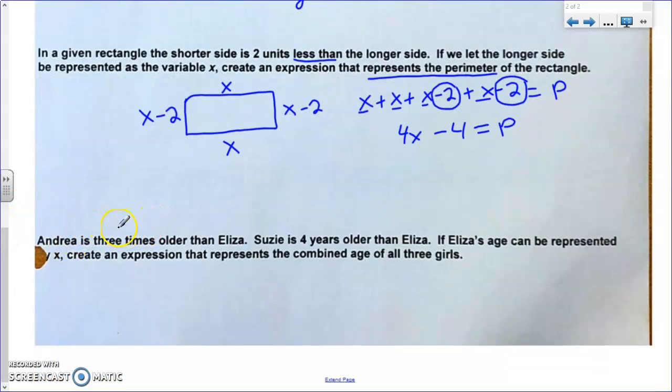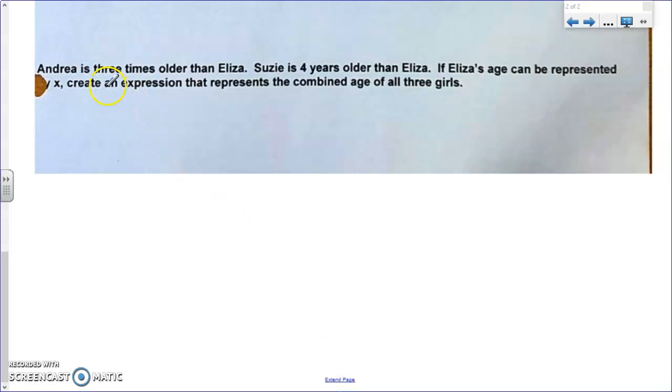All right, let's move this up a little bit. Andrea is 3 times older than Eliza. Susie is 4 years older than Eliza. If Eliza's age can be represented by x, oh, let's write that down. Eliza equals x. Create an expression that represents the combined age of all 3 girls. Okay? So let's look at Andrea next. We know Eliza's x because it told me that in the problem. So Andrea is 3 times older than Eliza. So that would be 3x.